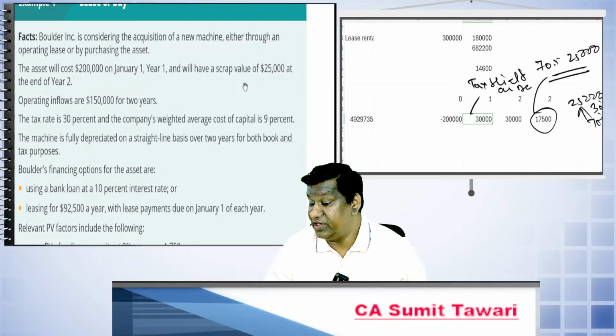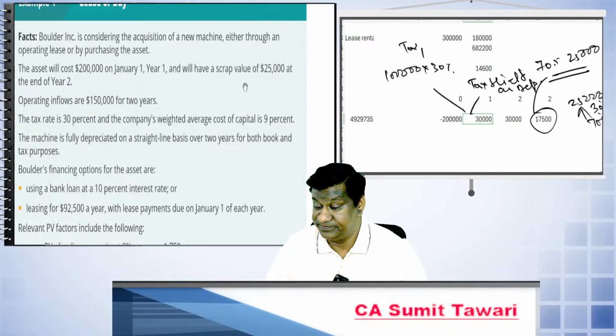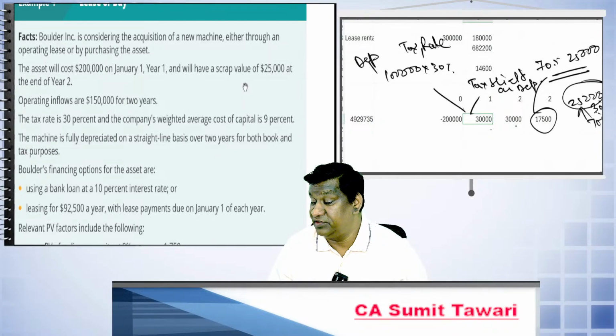Okay, so 1 lakh depreciation is non-cash, but whatever tax benefit I'm getting, I need to consider. So it is basically the 1 lakh multiplied by 30%. 30% is my tax rate, and 1 lakh is depreciation. Okay, so 30,000, 30,000, then 25,000 is my terminal value. So after deducting the tax, because tax I need to pay, the net income is 17,500.